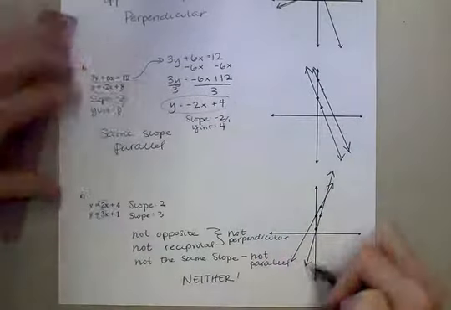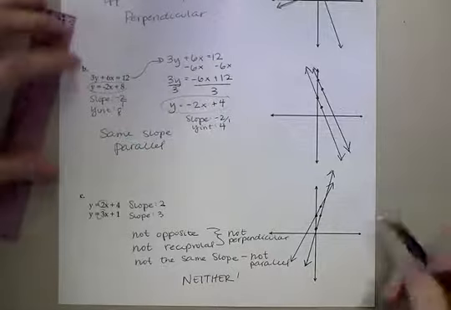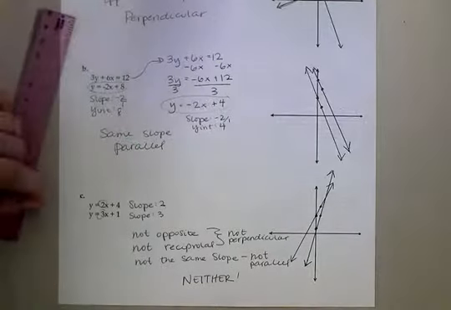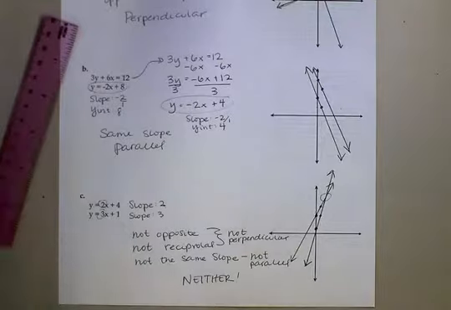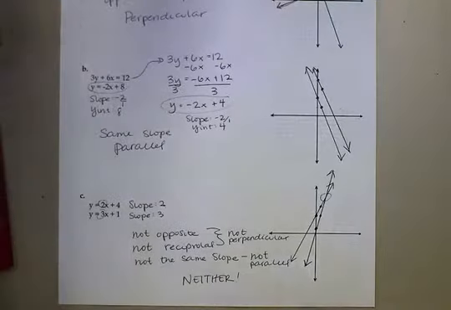All right. You can see that they're not parallel, obviously, because they cross here, and they do not cross at a right angle. So they're not parallel, they're not perpendicular, they are neither. All right, last page of examples.